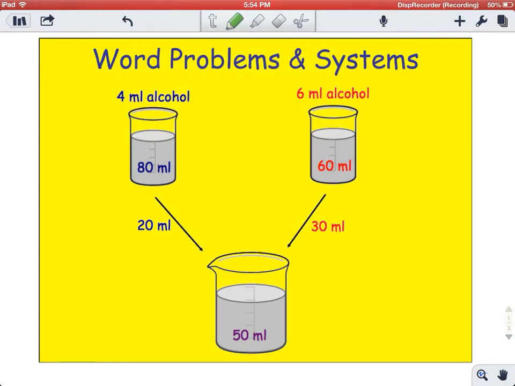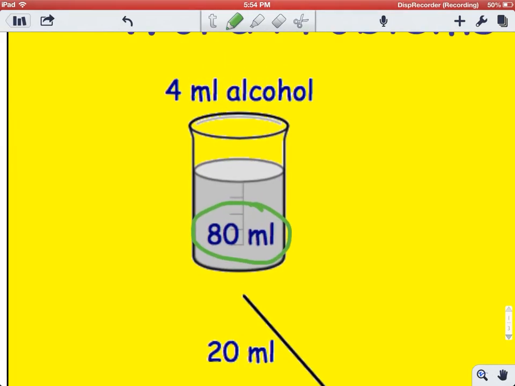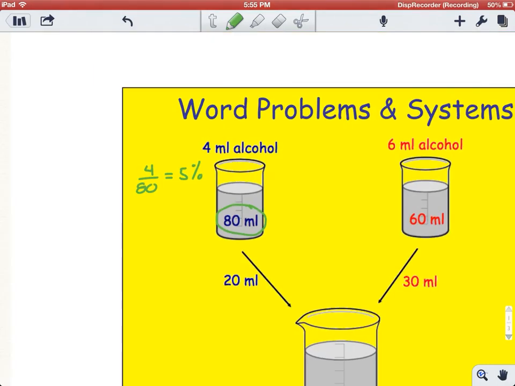And so I have 80 milliliters of liquid. 4 milliliters of that is alcohol. So that means that I have 4 out of 80. I can just set up a simple proportion here, and that's going to be 5%. So we want to think about the concentration, or the percentage, that the alcohol makes up of the total liquid. So that means there's 76 milliliters of water, so it's quite diluted.